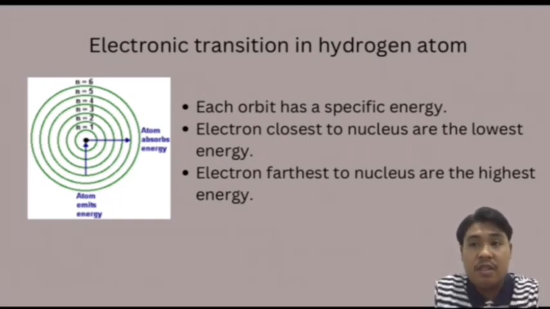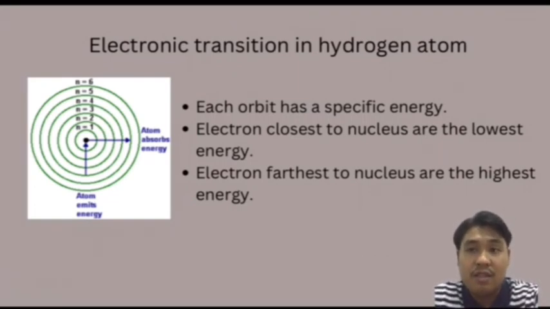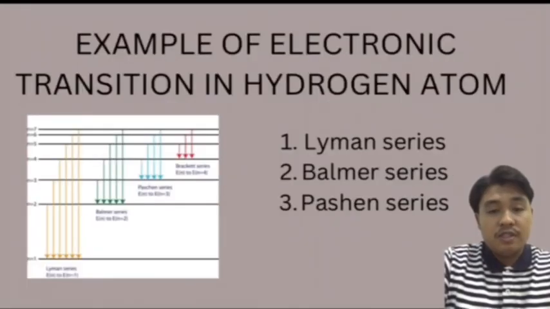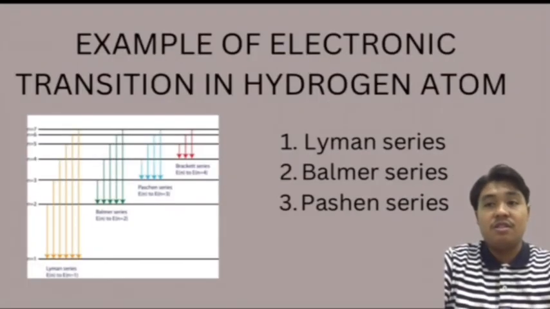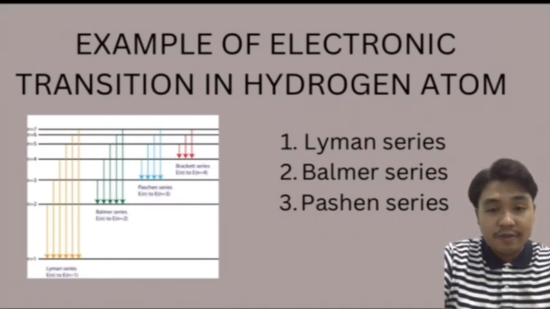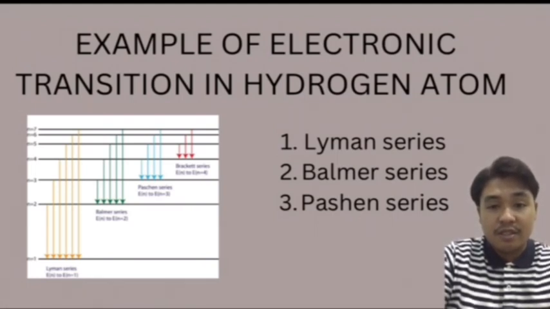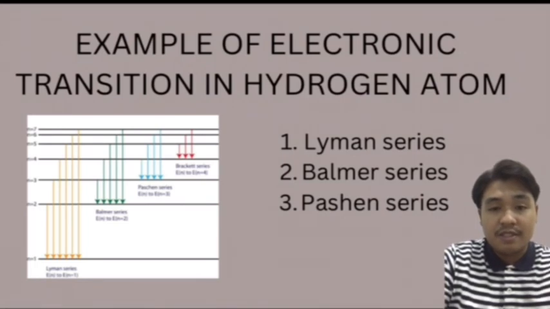In an atom, each orbit has a specific energy. Electrons closest to the nucleus have the lowest energy, while electrons farthest from the nucleus have the highest energy. So this is an example of electronic transition in a hydrogen atom. The first is the Lyman series, the second is the Balmer series, and the last is the Paschen series.